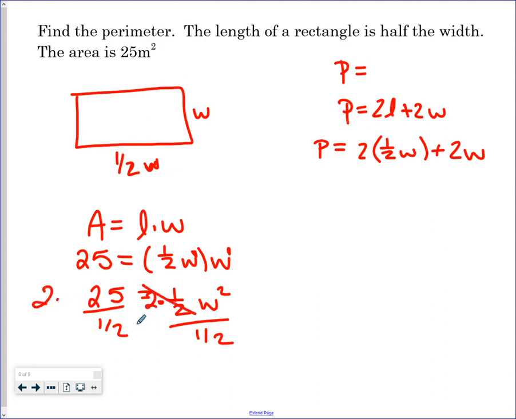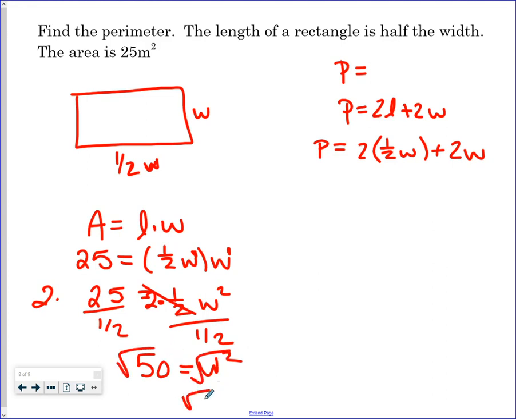Either way, you either divide by 1/2 or multiply by 2. Do you guys get that you need to pick one of those, right? Does that make sense? Keep it, change it, flip it. So either way, I get 50 equals w squared. You either divide by a half or you multiply by 2. Pick one. Okay? So how do I get w alone?